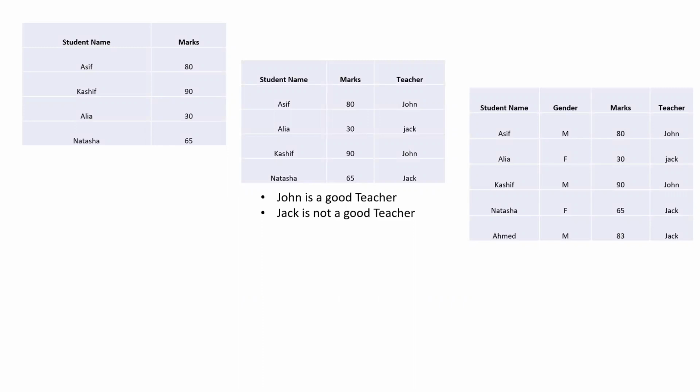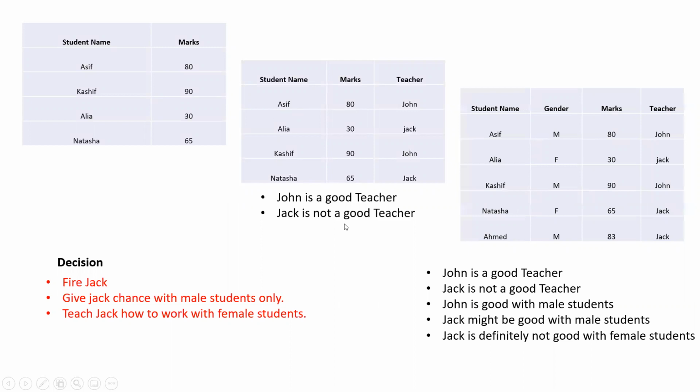Okay, so let's move forward. By adding just one column of gender, let's see what else we can find. So John is a good teacher. We already knew that. Jack is not a good teacher. That's the information we got from the previous table. But we can observe that John is good with male students.